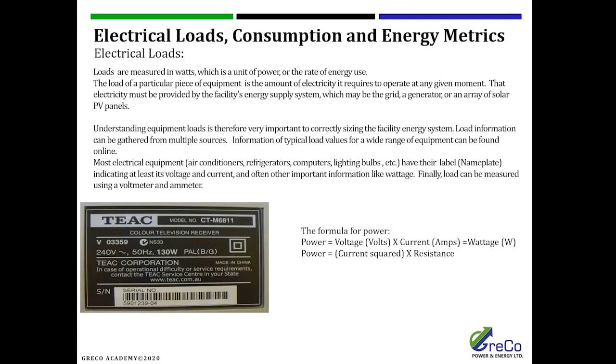Next slide, we're going to be talking about electrical load, consumption and energy metrics. These are three different things entirely. When we talk about electrical load, we are talking about the appliances that we use. They are appliances that need energy to work, that we require either for lighting, for photocopying, television, for cooling, and what have you. These loads are measured in watts, and their unit is power. That's the rate of energy that they use.